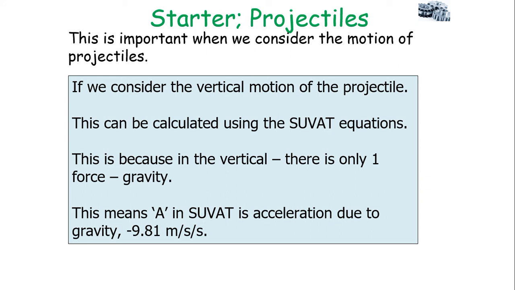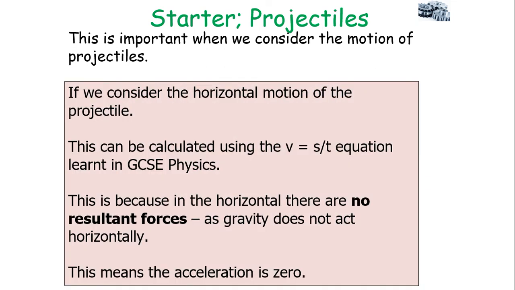Let's consider the vertical motion of projectiles, the motion of an object going up and down. To work out that particular value, you would use the SUVAT or equations of motion we just talked about previously, because there's only one force in the vertical direction, gravity, so it's a constant acceleration, 9.81 meters per second squared, the acceleration due to gravity. But if we consider the horizontal motion, there's no resultant force because gravity does not act in the horizontal, so there's no horizontal force acting upon the object.